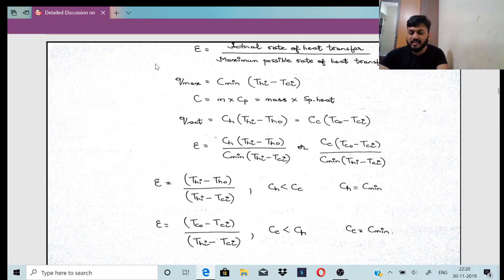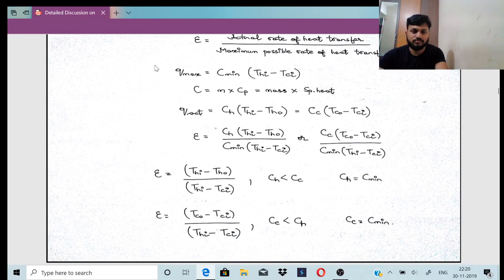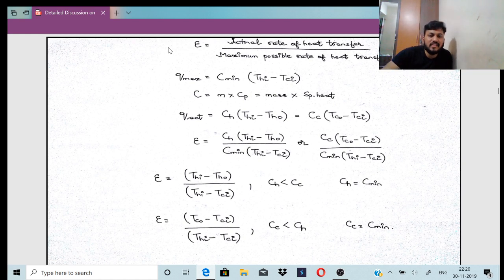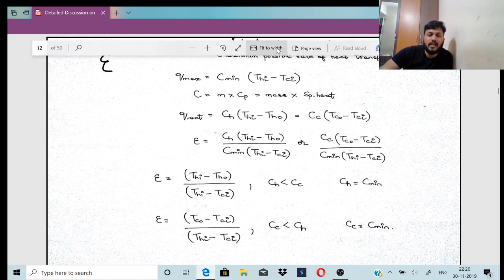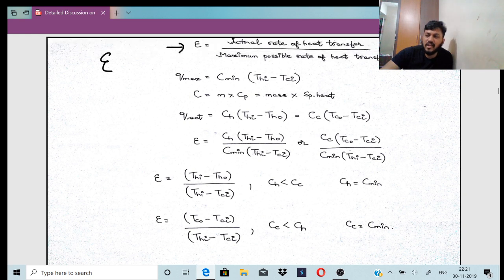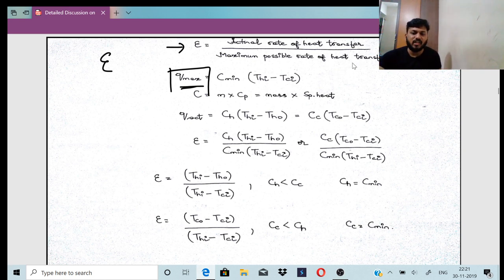Okay, let's solve the derivation of effectiveness now. Effectiveness is given by the letter epsilon. So we know the definition of effectiveness. Effectiveness is defined as actual rate of heat transfer divided by maximum possible rate of heat transfer. So we can write Q max, the maximum possible rate of heat transfer, in which the heat capacity will be C minimum, right?